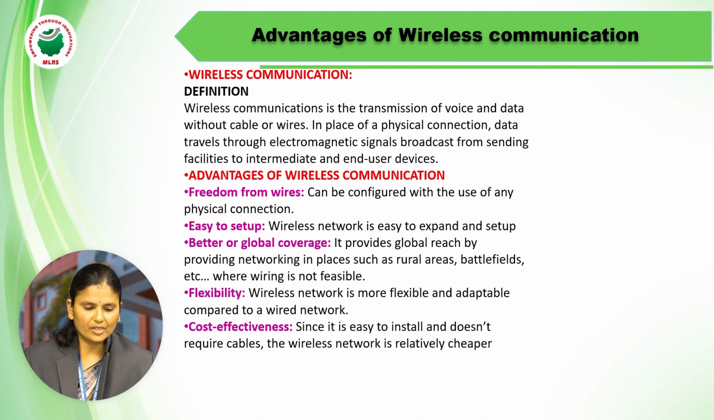So to eliminate these disadvantages of the wired communication, we can use the wireless communication. The wireless communication means the transferring of data from one place to another place without using any cables or without using any physical medium. So the examples of the wireless communications are satellite communication, infrared rays, and radio waves.